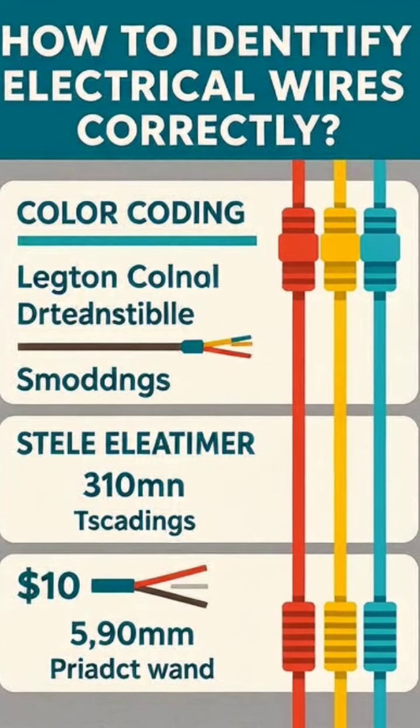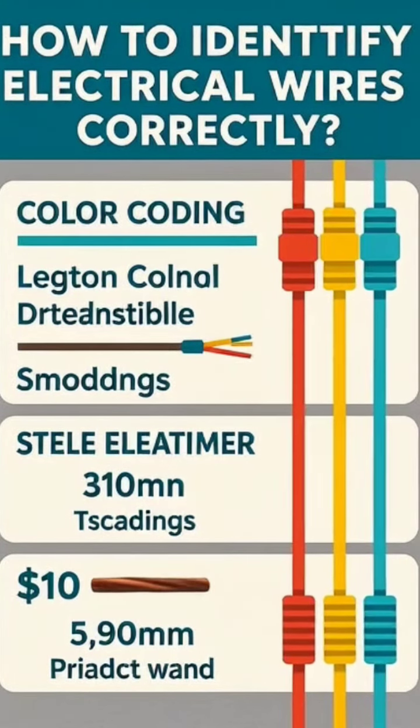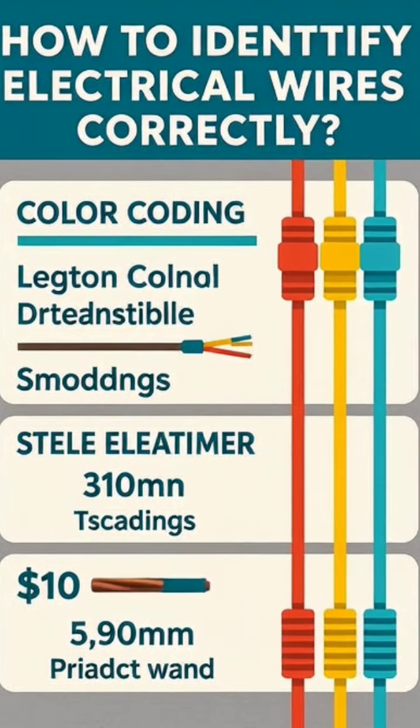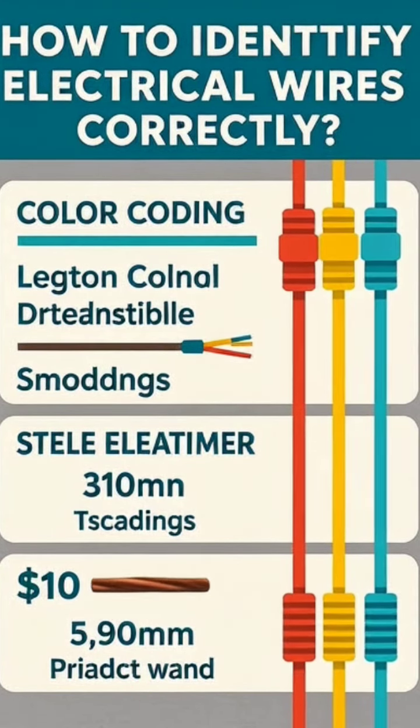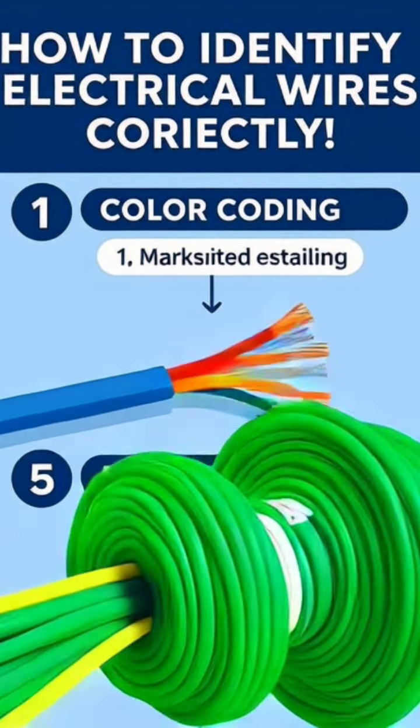How can you identify electrical wires? To identify electrical wires correctly, we need to look at three main things: color coding, markings, and wire size. First, let's talk about color coding.